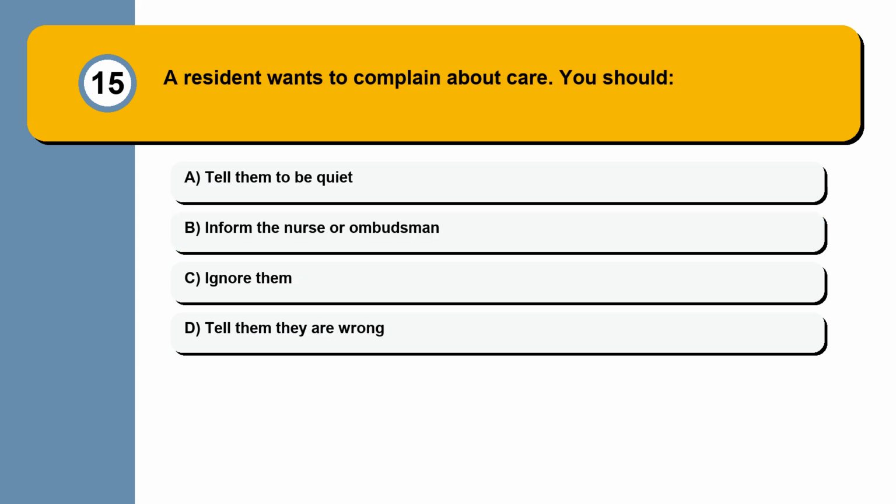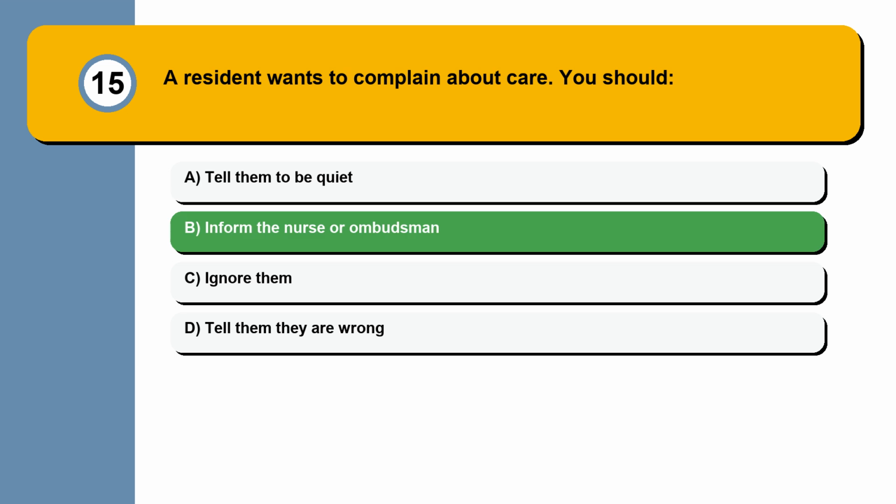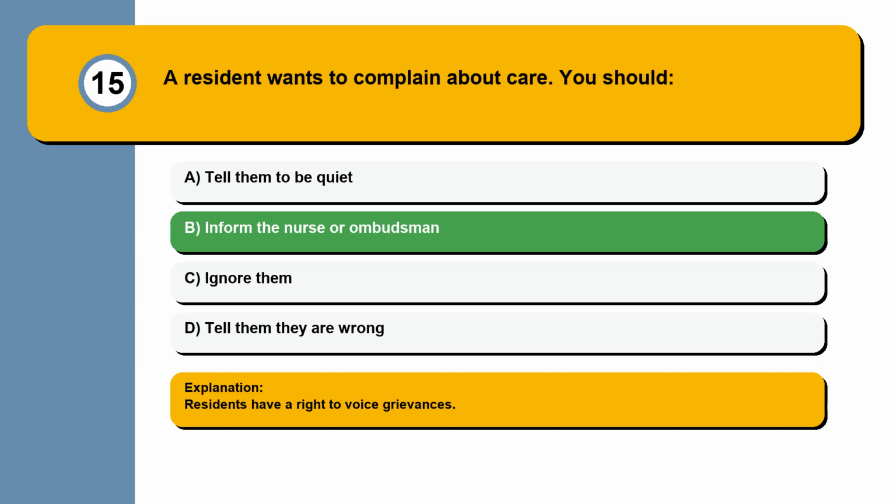Question 15. A resident wants to complain about care. You should tell them to be quiet. Inform the nurse or ombudsman. Ignore them. Tell them they are wrong. Residents have a right to voice grievances.